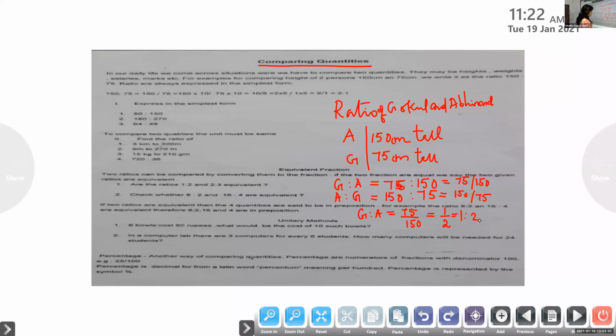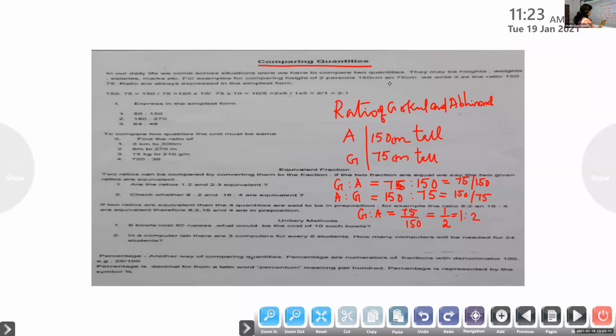1 is to 2. So we can compare, isn't it? He is just half of Abhinanth. We can say like that. Comparing. It is used for comparing two persons, height, weight, or anything. Not only persons, anything you can compare with ratio.